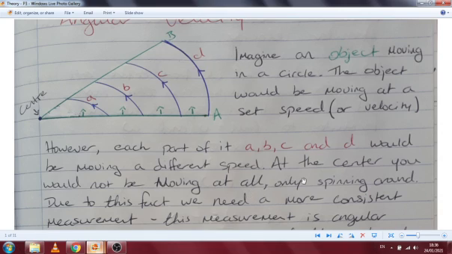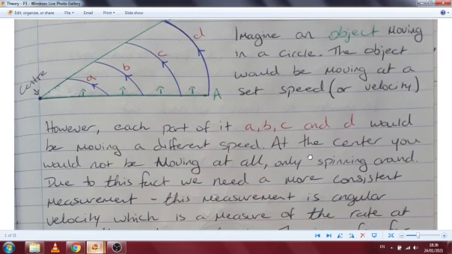So due to this fact, because we can't have a constant speed, even along the same object, we need something to be more consistent. If we want to compare two things, we can't compare their speed, because we could be comparing an outside speed to an inside speed, so we need something that's a bit more consistent. And this measurement we have is called angular velocity.